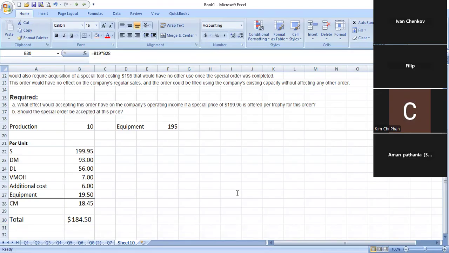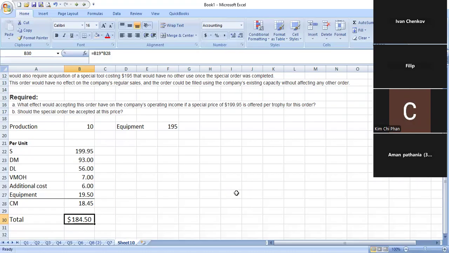Are you guys with me? Yes. Okay. So for this, it just matters that the order itself is making a profit, not whether or not the order is making more profit than regularly selling items. That's correct. Okay. The question is, yes, I'm sorry. I have one thing to ask.